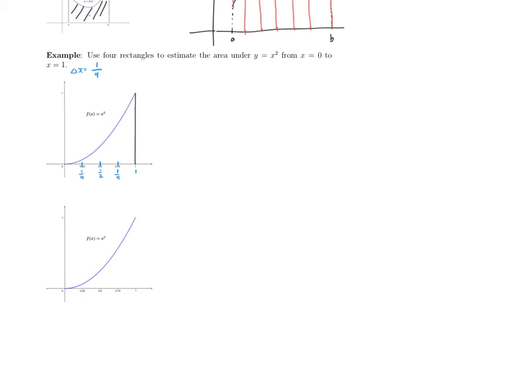So let's do this first using the left-hand endpoint. The first rectangle doesn't even appear to be a rectangle because there's no height associated with it. The graph of x squared goes through the point (0, 0).